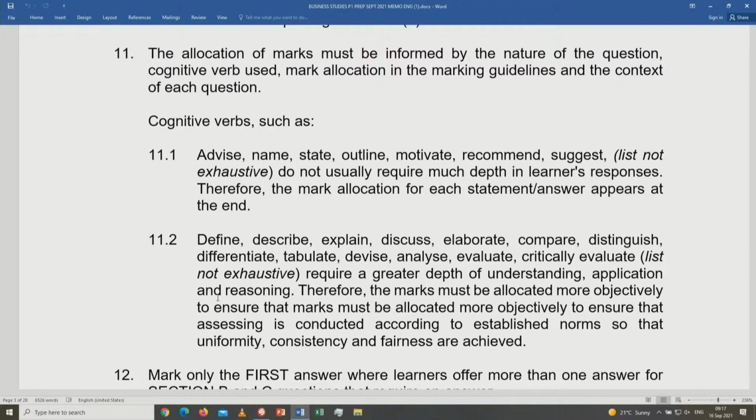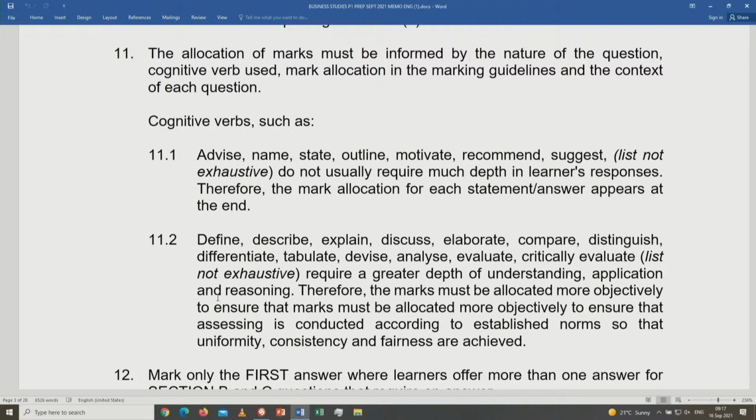However, when it comes to the following verbs: define, describe, explain, discuss, elaborate, compare, distinguish, differentiate, tabulate, devise, analyze, evaluate, and so on. All these require a greater depth of understanding and application and reasoning. Therefore, the marks must be allocated more objectively, to ensure that assessing is conducted according to established norms, so that uniformity, consistency, and fairness are achieved.